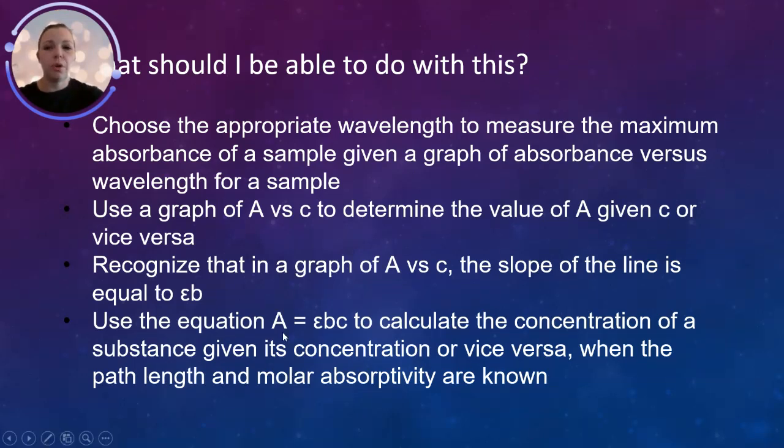And then use the equation A equals EBC to calculate the concentration of the substance given its absorbance, or vice versa, when the path length and molar absorptivity are known. And we have seen before that they give you the graph, and then you need to calculate the slope and know that that's the EB value, and then you can relate the C and the A given that.